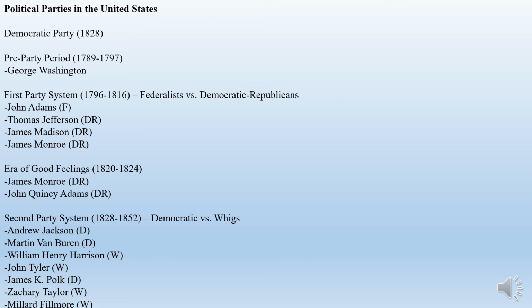The Whigs are president for 4 years. William Henry Harrison defeats Van Buren in the election of 1840. He serves for about a month. Then he's followed by his vice president, John Tyler.